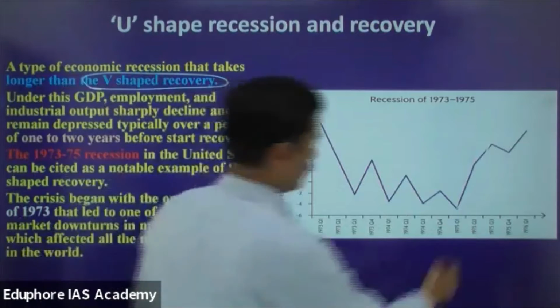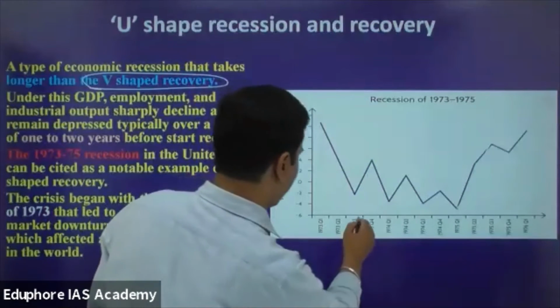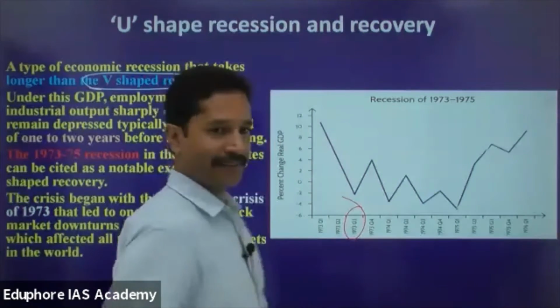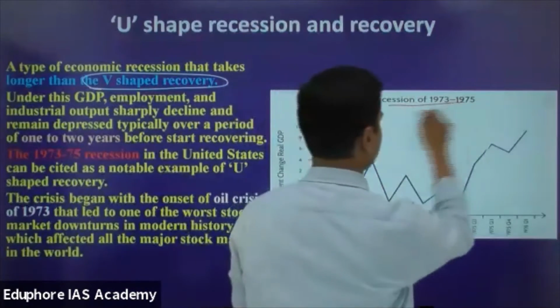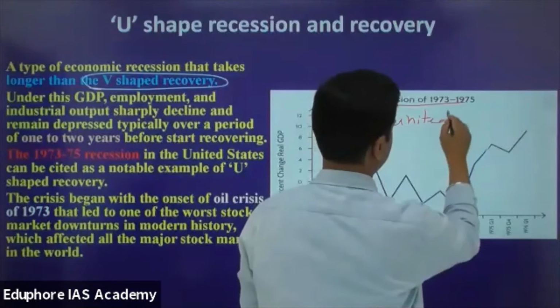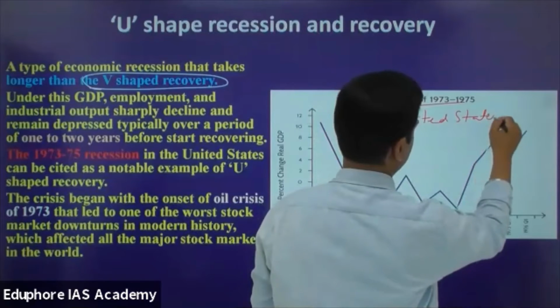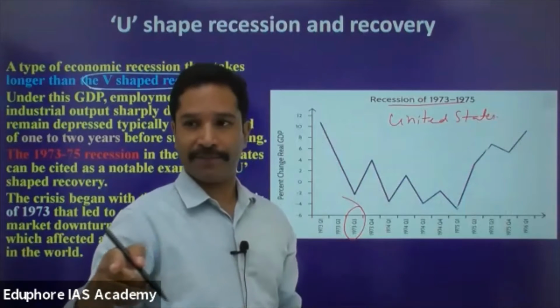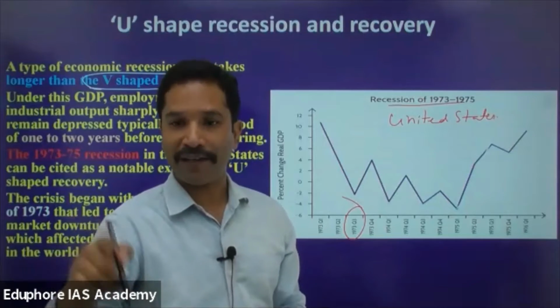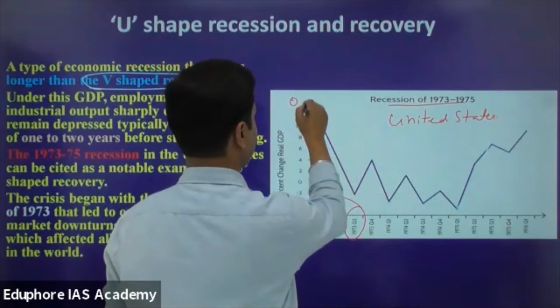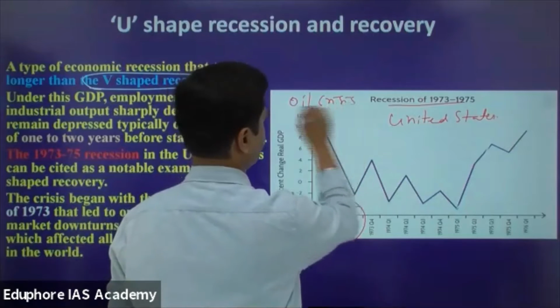You see, economy goes down. 1973 का quarter 3, recession of 1970-75. This is United States का केस है ये. Especially जो मैंने आपको बात की थी stagflation की, जब USA में because of oil crisis. Now this is a classic example of oil crisis.